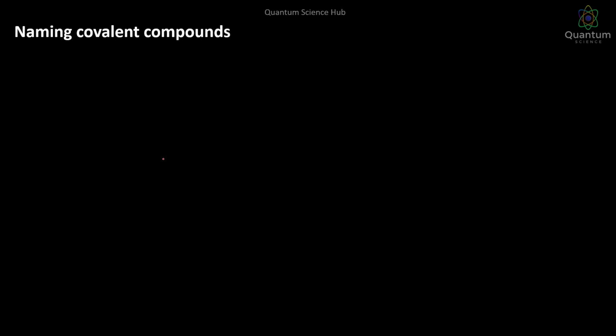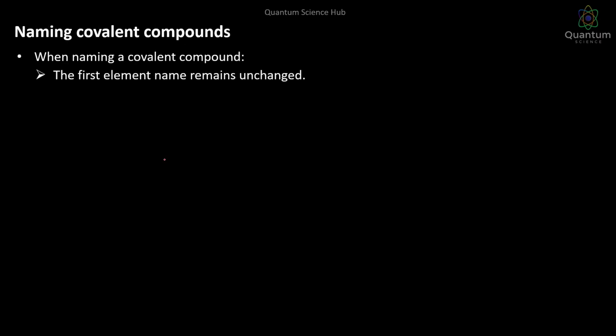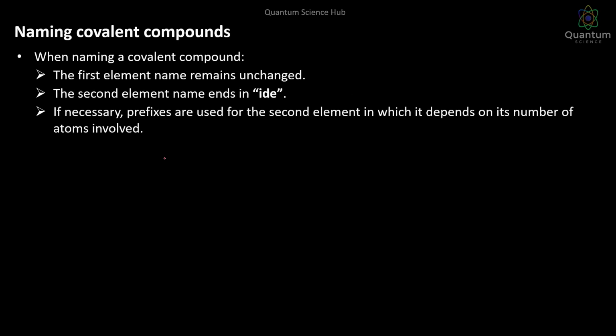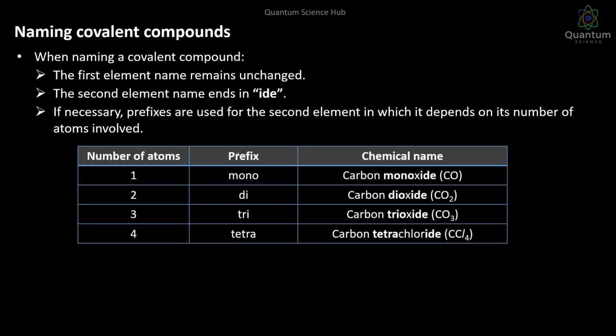Next, how to name covalent compounds. When naming covalent compounds, the first element name remains unchanged, while the second element name ends in "ide." If necessary, prefixes are used for the second element, depending on its number of atoms involved. Now let's look at this table. For example, if I have one atom, then the prefix is mono. For example, carbon monoxide. Why mono? Because it contains a single oxygen, one oxygen here.